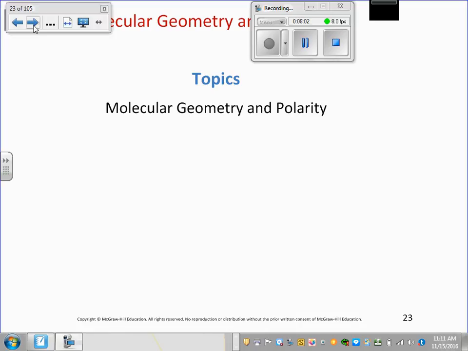So, who cares? They have different shapes. Who cares? Well, the shape affects polarity. Polarity affects physical properties like solubility.